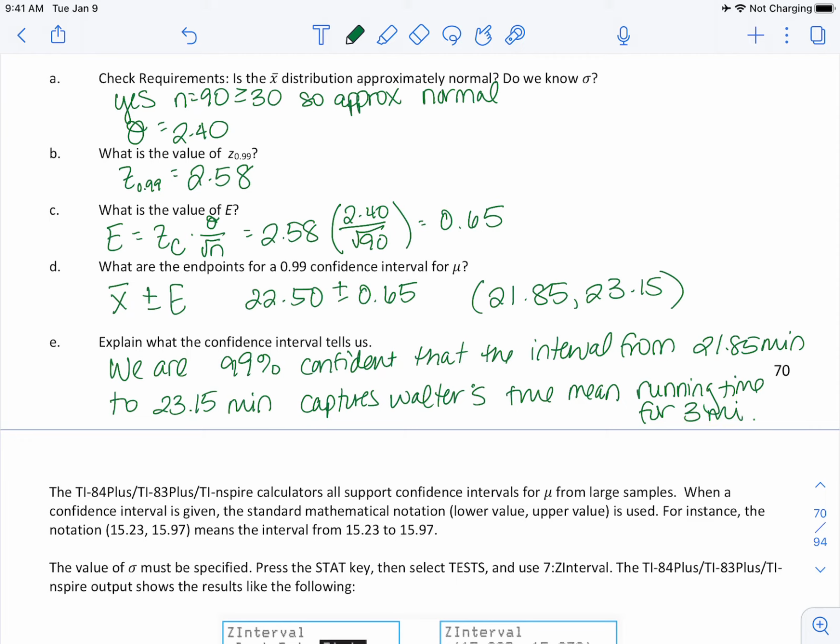Now you can use this statement. Basically, you can interchange this 99% confident with whatever level of confidence you have. Then we have the interval from 21.85 minutes to 23.15 minutes. Again, you'll replace that with the value. Captures Walter's true mean running time. You'll put whatever the scenario is in here, okay? So again, you can use this statement and basically just interchange these values for the specific problem that you're looking at.